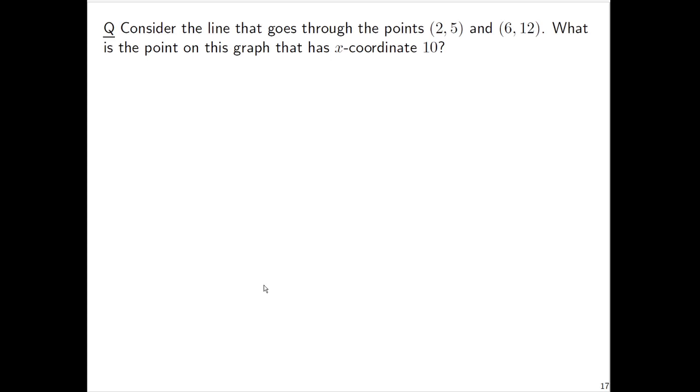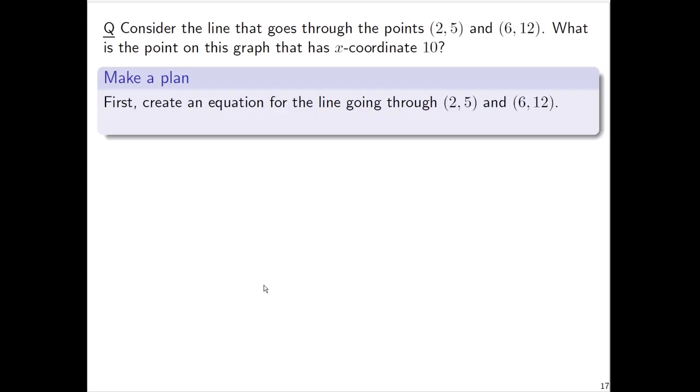Then on this line, there's a point on the graph, on this line that has x coordinate 10. So what is that point? So let's just first of all make a game plan for what's going on here. Well, let's deal with the first sentence. There are 2 points, right? The point 2, 5 and the point 6, 12. Let's create an equation for that line. And then after that, we're going to deal with x equals 10 somehow.